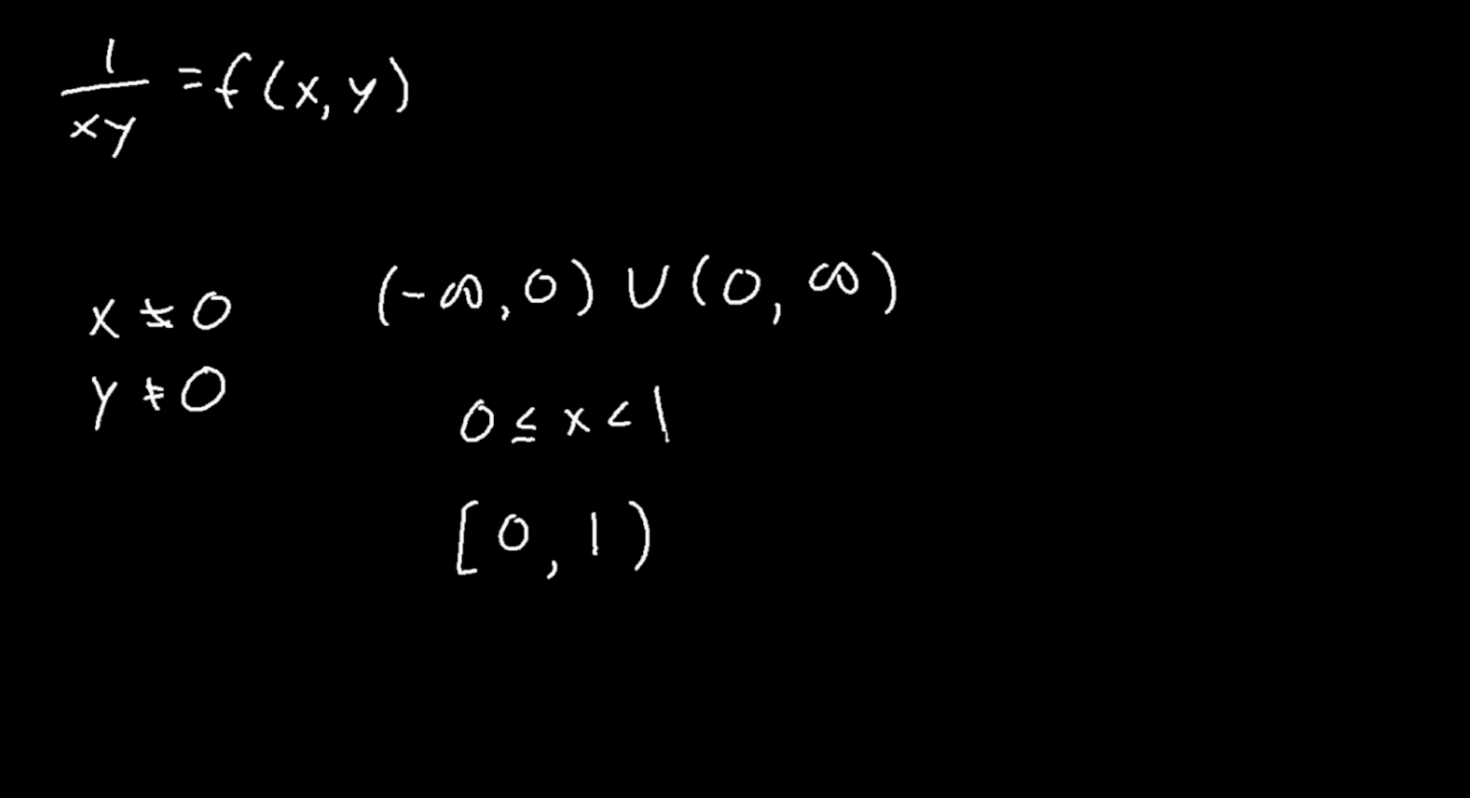And a bracket means less than or equal to or greater than or equal to. You can equal that number that the bracket is next to. So this would mean you're equal to 0. You cannot be equal to 0 here, x or y. So this is our domain for x and y right here using interval notation.